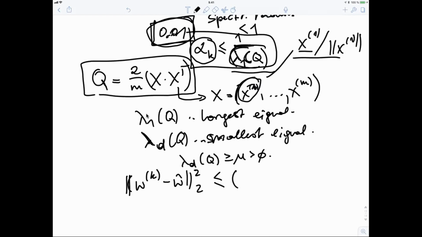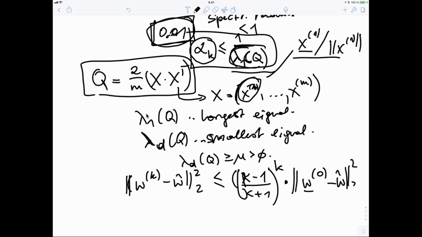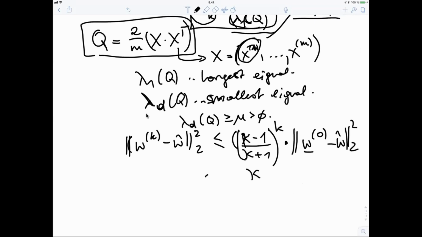So there's some factor, and this factor is, if I'm right, kappa minus 1 divided by kappa plus 1 to the power of k, times the distance of the initial choice for the parameter vector to the optimum. So in this, kappa here is called the condition number. This is the ratio of the largest eigenvalue to the smallest eigenvalue.